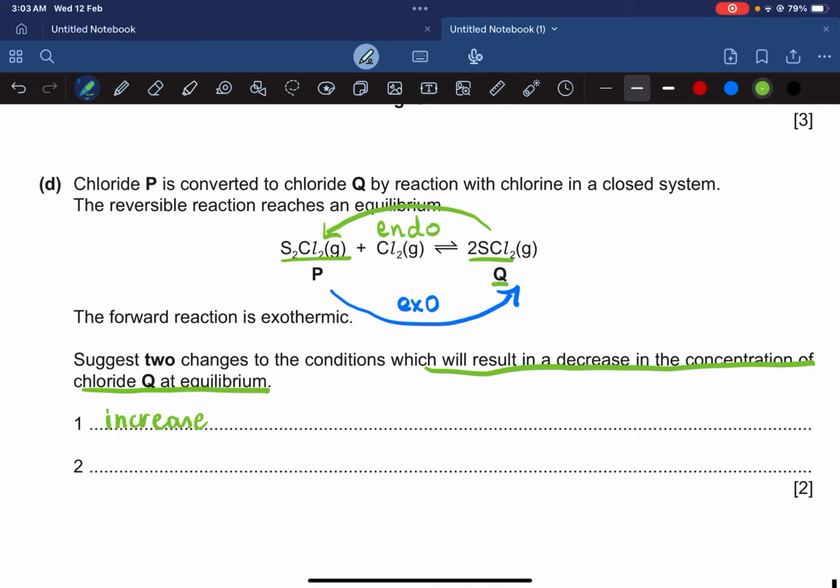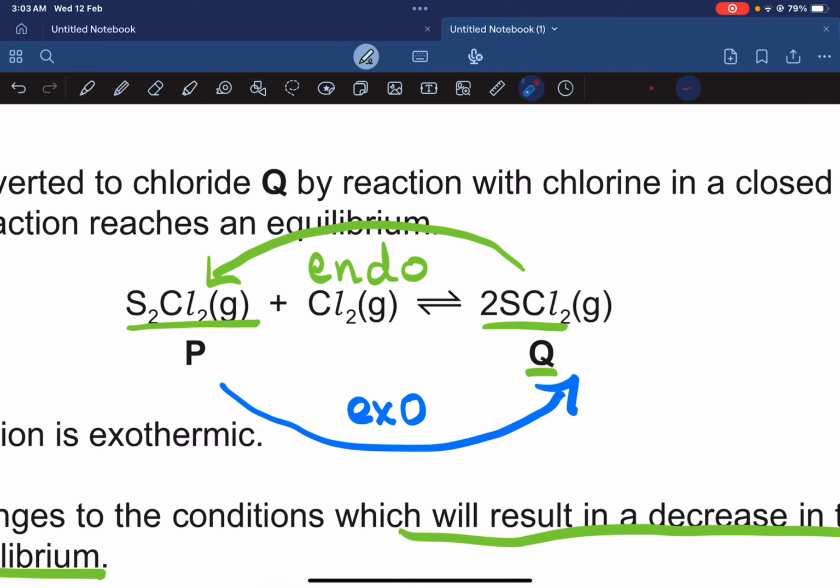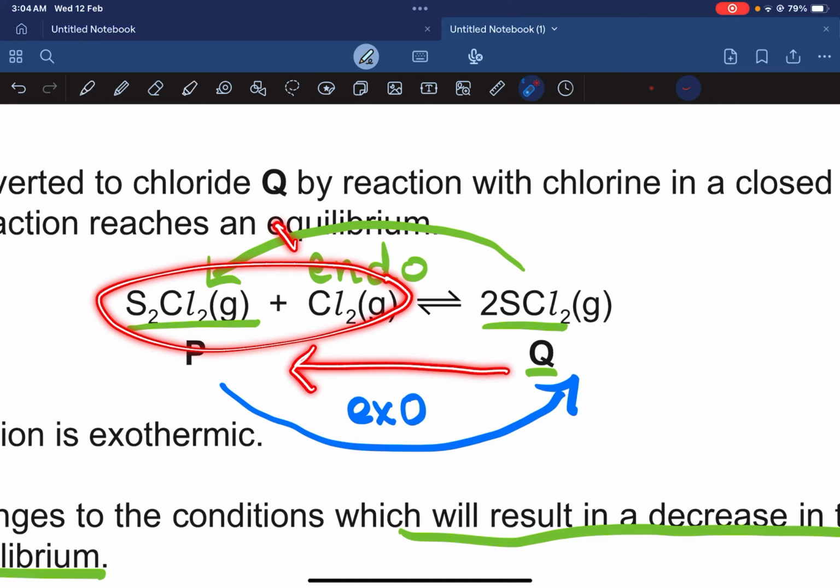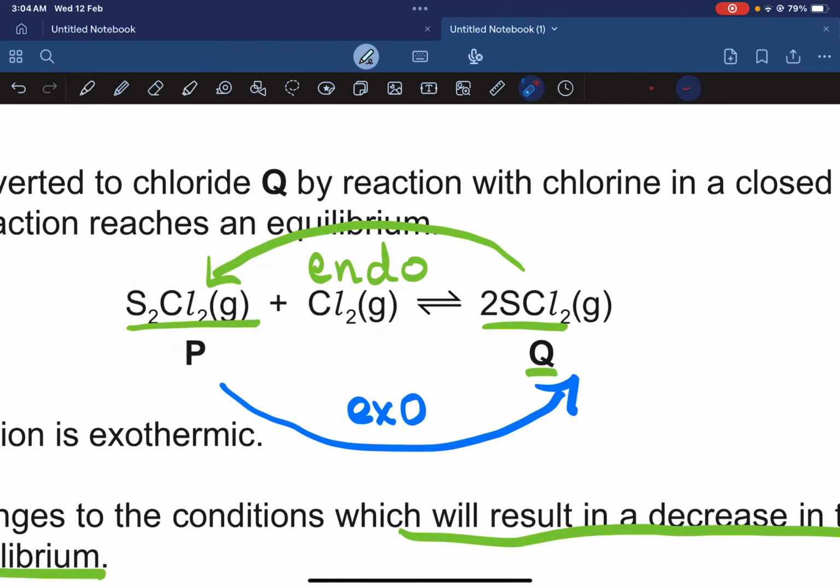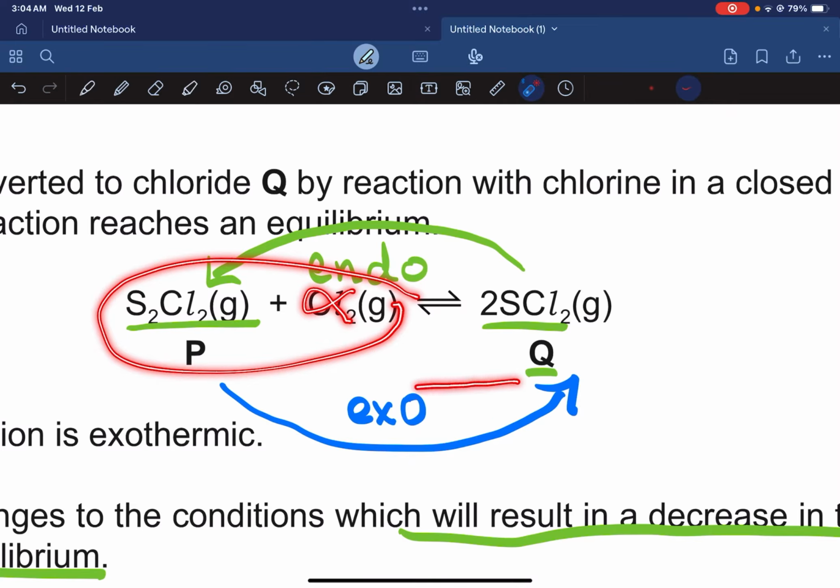And second thing we can do is, look, if we remove any one of the reactants, the equilibrium will try to balance it out and produce more reactants. Okay? Let me repeat my step. Whatever we do, equilibrium tries to balance it out, to reverse whatever we do. So if we remove the reactants, I take out the chlorine, equilibrium will move towards this side and produce more of chlorine and S2Cl2 and less of Q. And that's what we want. We want to reduce the amount of chloride Q.